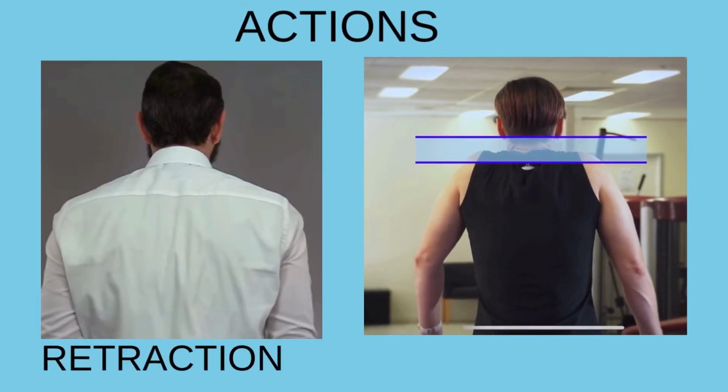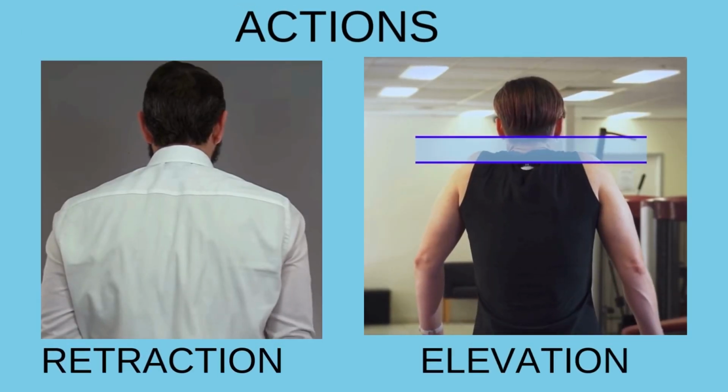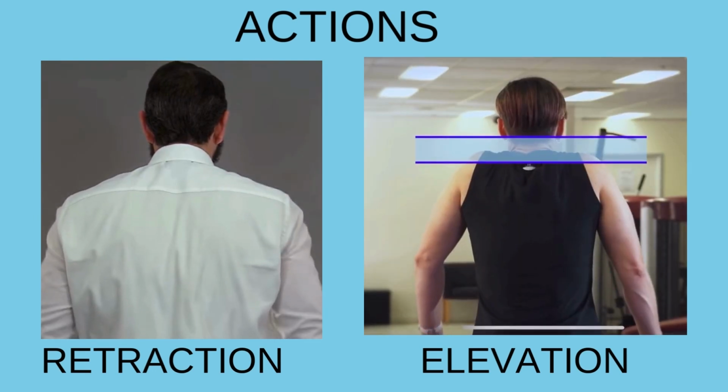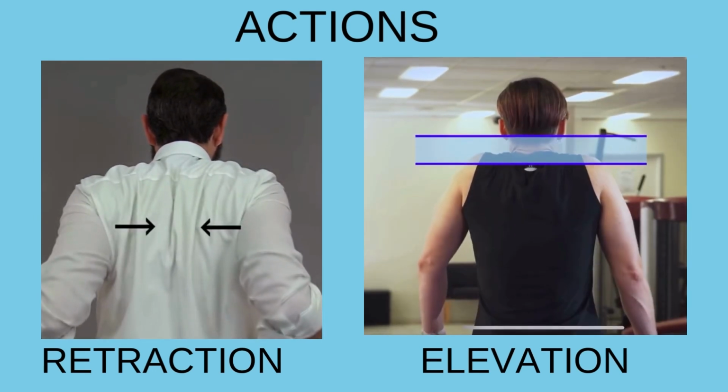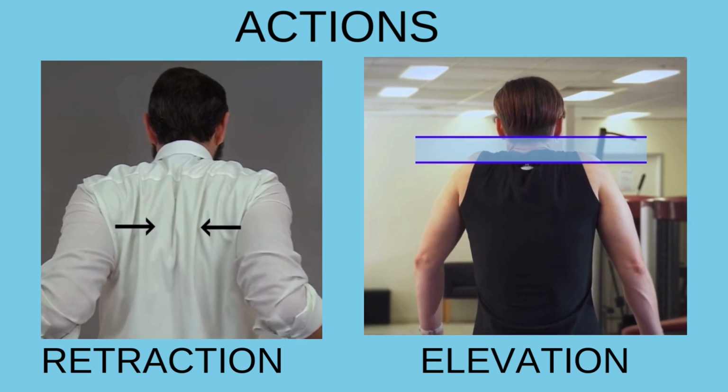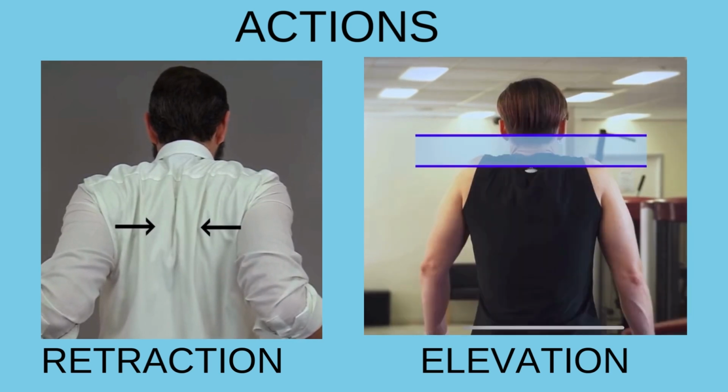Trapezius and levator scapulae do the elevation. Latissimus dorsi does the adduction, extension, medial rotation, etc. The rhomboid minor and the rhomboid major along with trapezius do the retraction of scapula.